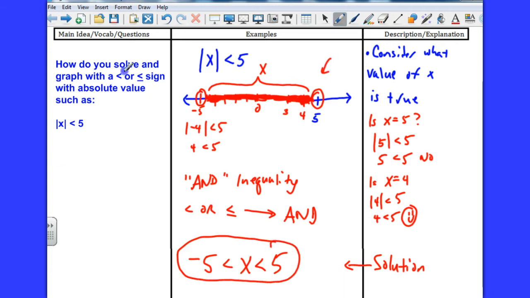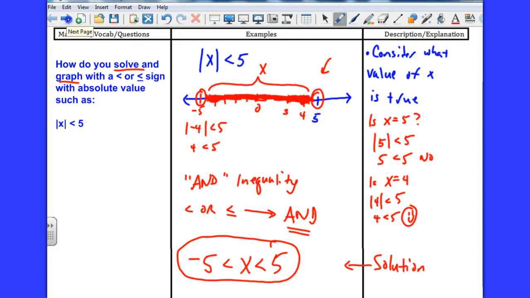And let's look back at what the question said. It said, how do you solve and graph with a less than or less than or equal to sign? So it works out like that. A less than or less than or equal to sign will always work out to be an equality there, okay? So that is a very basic example. This concept is a little bit confusing and weird, so it's a really simple one.